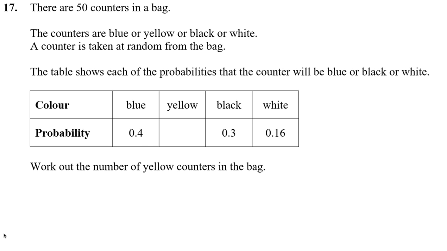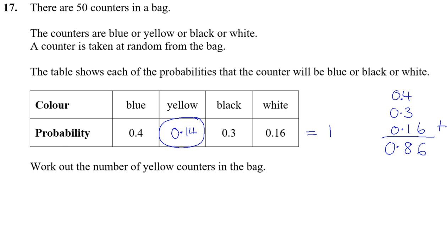50 counters in the bag, so I think we're going to need that number at some point. Counters are blue, yellow, black or white. And you've got some probabilities here. So we know that the total of our probabilities needs to equal 1. Okay? So the first thing I'm going to do is work out this missing probability here. So I've got 0.4, 0.3 and 0.16. If I add those together, they make 0.86. So to get from 0.86 to 1, I need to have 0.14, so that's going to go in there. Okay, so that's the probability of picking the yellow one.